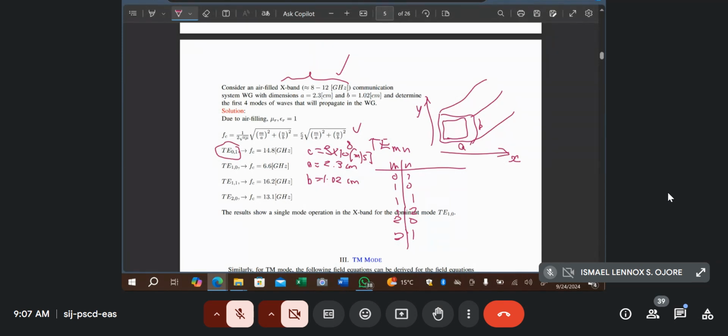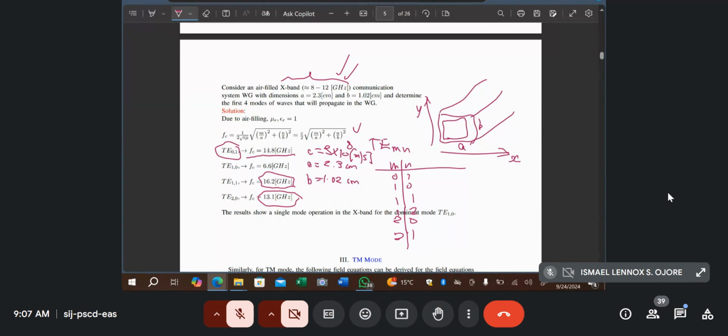The cutoff for TE01 is 14.8, and you can see the signal that is coming in at 8 to 12 gigahertz will be lower than that cutoff. So there will be no forward propagation for TE01. What about TE11? The cutoff is 16, which is higher than what you have, 8 to 12 gig. The cutoff for the 20 mode is 13.1.